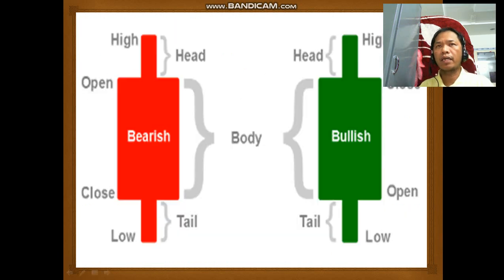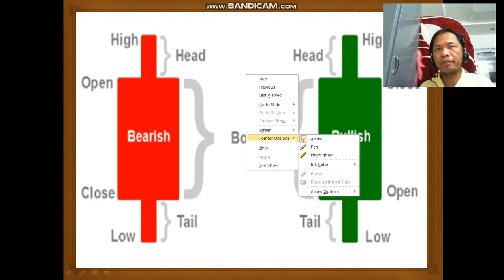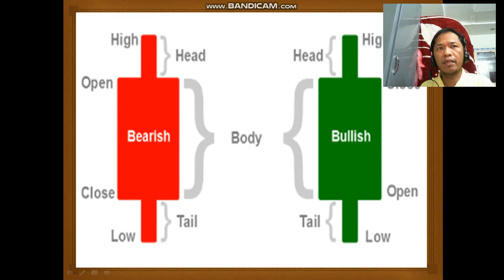So this is the candlestick. You see it in the technical analysis chart of the stock market. This one is a red candle because the closing price is below the opening price. This is the opening price here, and it closed below. This is the high price of the day and the low price of the day. So if it is red, the closing price is below the opening price. This is the body.